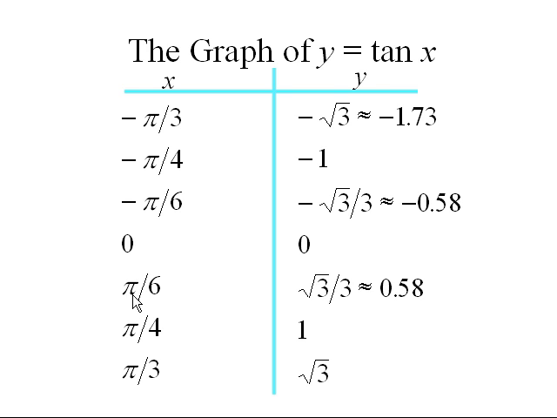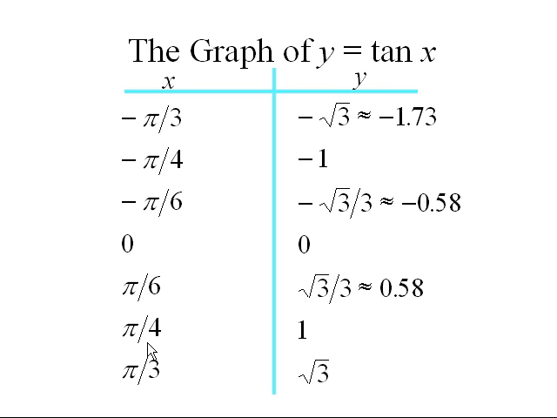At pi over 6, the tangent is, well, what would it be? Side opposite over side adjacent. In a 30-60-90 triangle labeled, opposite is 1, adjacent is root 3. So 1 over root 3 would be the same as root 3 over 3, and here's a decimal approximation. That's what it is for the positive angle. The negative angle gives the negative value of that. So we've got these two kind of coupled.